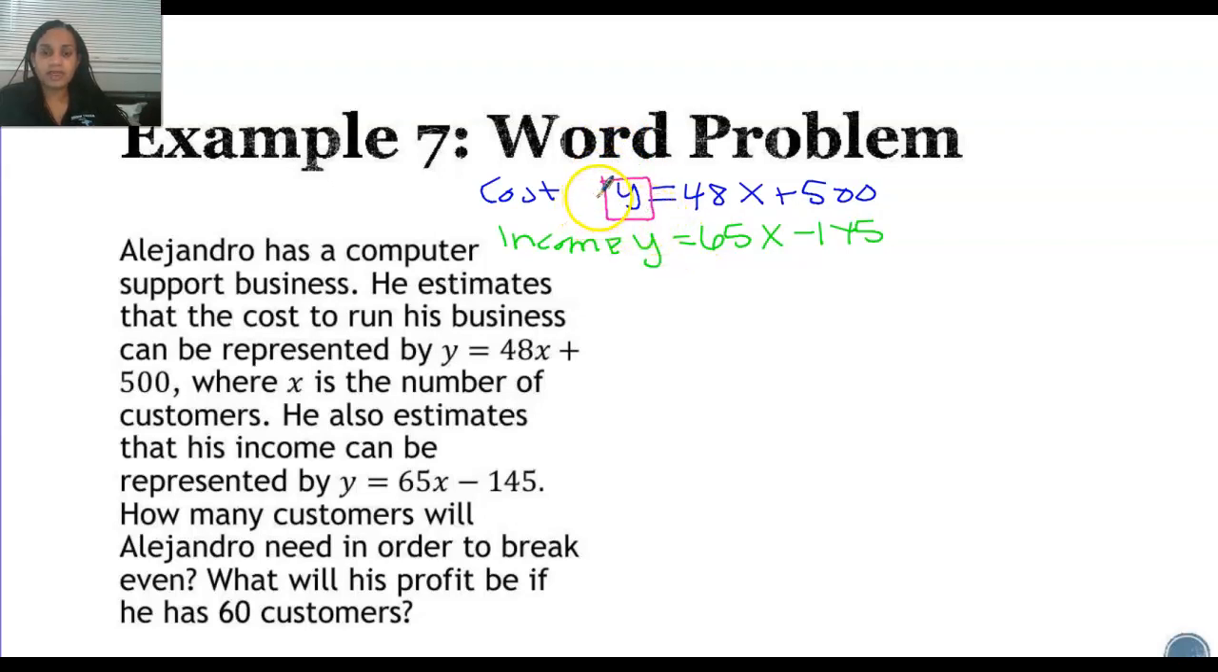So what I'm going to do is replace y in the other equation. So I'm replacing the green y with 48x plus 500 equals 65x minus 145. Let's go ahead and solve this. I like to move the smaller of the x's.